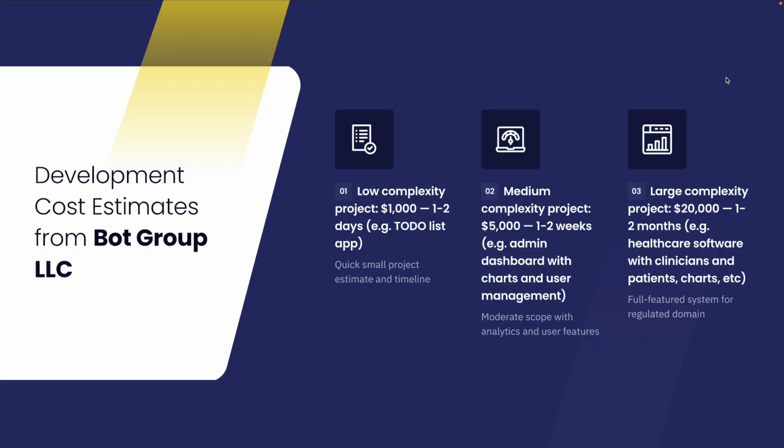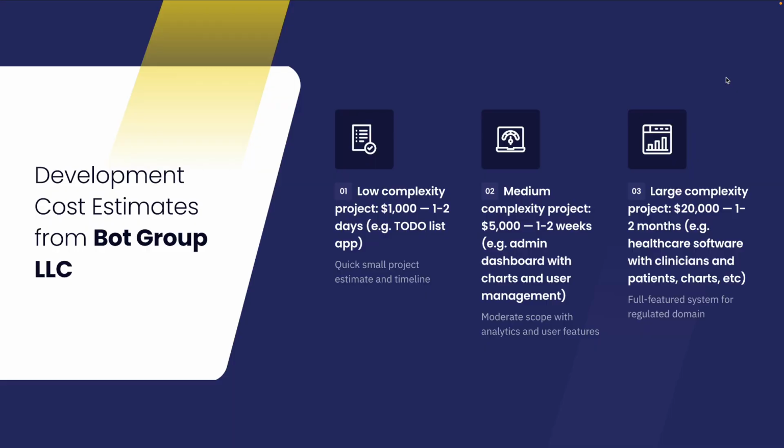Low complexity project could be $1,000 for a to-do list type of app. It might take 1 to 2 days. It's a quick little project, and we can get it shipped out to the App Store for as little as $1,000 in a few days. Although the actual approval process on the App Store may take a little bit longer, the actual development time would definitely be within the 1 to 2 day mark for a simple to-do list app.